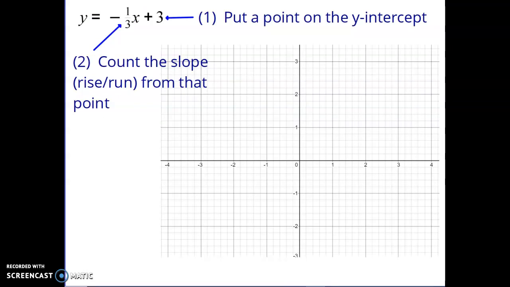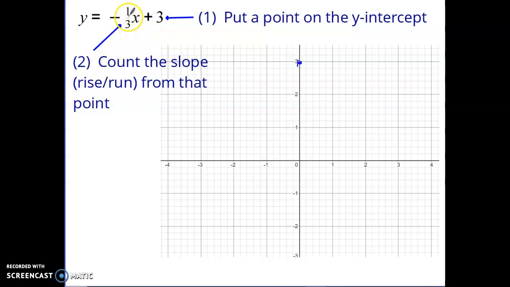Okay, for Delta Math, we need a slightly different strategy. So all of you are going to be doing work on Delta Math. So let's look at and remember how to graph a line. So the first thing you do is put a dot or put a point on the y-intercept. Remember the y-intercept is this one. When it's written in y equals mx plus b form, here's m, here's b, and I'm going to put a dot on b, which is the y-intercept. So I'm going to go here to 3, and I'm going to put a dot.